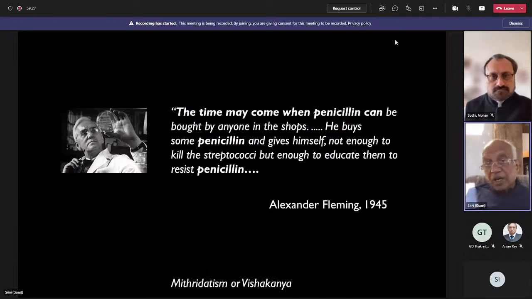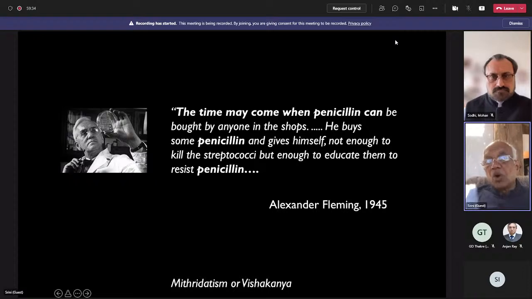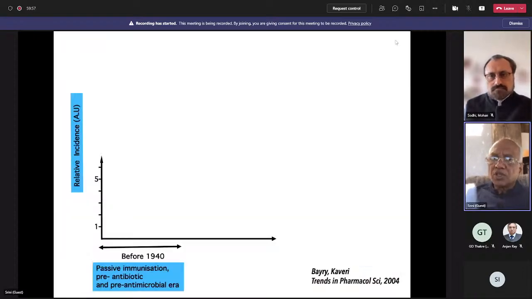Long back, Alexander Fleming, when he discovered penicillin, had already said that a time may come when you go and buy across the counter, just go to your pharmacy or somewhere and ask, oh, please give me antibiotics. And you start taking antibiotics like that. And this is the result. You become resistant to antibiotics. And resistance to antibiotics is probably one of the most dreadful situations that you can end up with. This is what has happened over the last 40, 50 years.